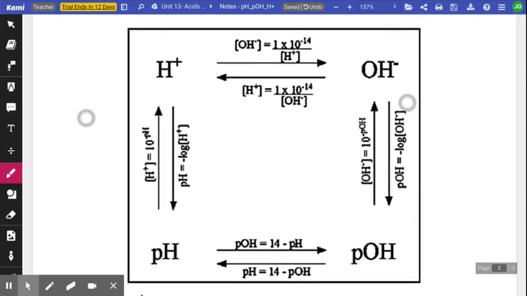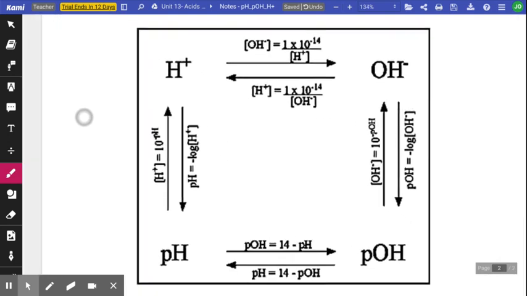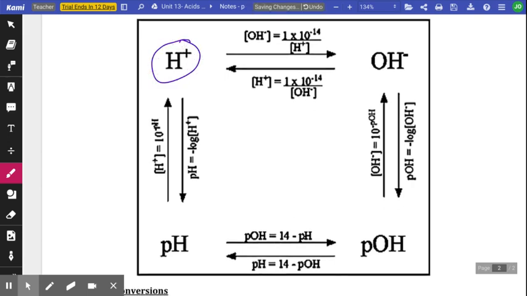This table breaks it all down. So let's say I'm trying to go from a hydrogen concentration to the power of hydrogen. Again, if I'm going in this direction, I'm going to be using this formula: pH equals the negative log of that concentration.